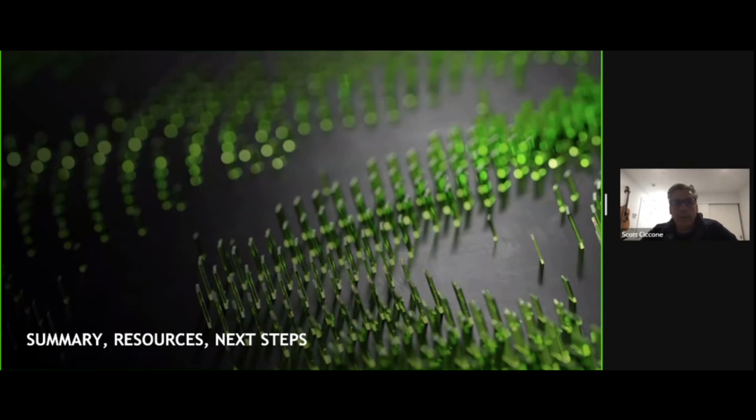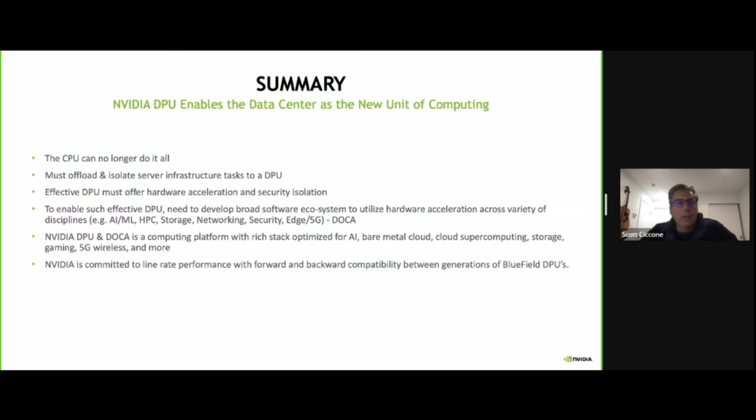Okay, let me just take a minute to wrap this up. If we were to summarize here, it's clear that the CPU can no longer do it all. The software-defined overhead is just too great. There's an efficiency tax that has been paid for some time now. So we must offload, accelerate, and isolate server infrastructure tasks to the DPU. To be effective, the DPU must offer hardware acceleration and security isolation, and it requires a broad software ecosystem across a variety of solution areas that we discussed.